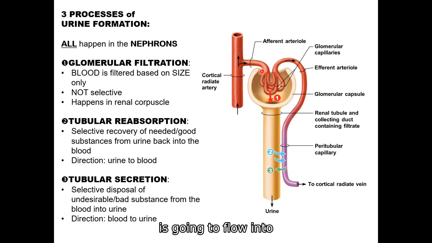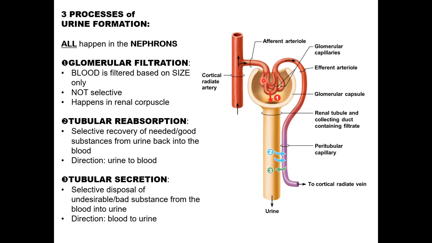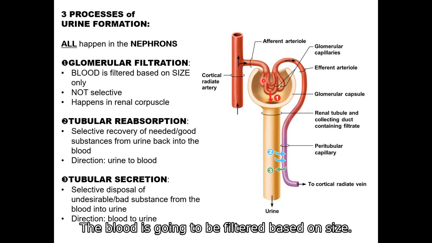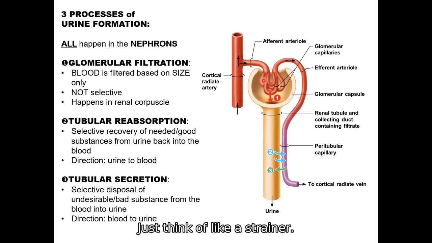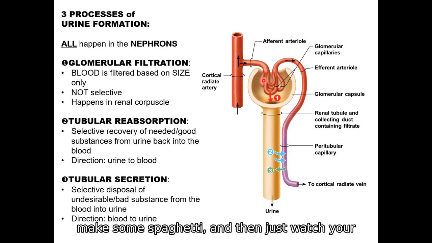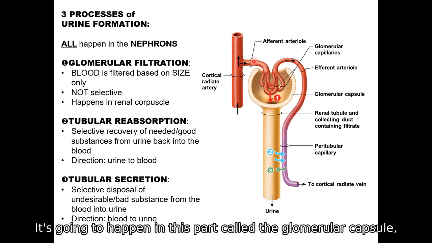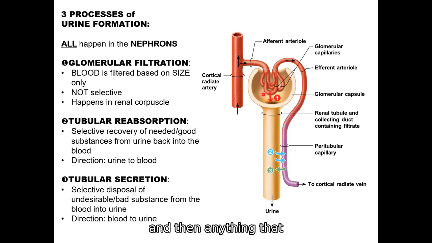All right, so the three processes of urine formation. I said blood is going to flow into the nephron by this capillary called the glomerulus. The blood is going to be filtered based on size. I'm going to show you. Just think of a strainer, right? Go make some spaghetti tonight, and then just watch your strainer and go, glomerulus, okay? That's how it works. So just based on size, it's not selective. It's going to happen as part of the glomerular capsule.